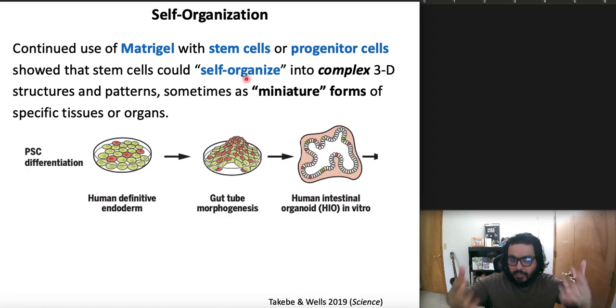So people were continuing to play around with these properties, and as they started to use Matrigel with stem cells and progenitor cells, they found even more advanced levels of self-organization. This term self-organization means there's nothing researchers have to do. They don't have to do anything special with these stem cells. All they're adding is this Matrigel, this extracellular matrix, and the cells have this intrinsic ability.